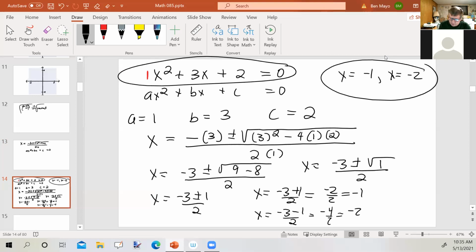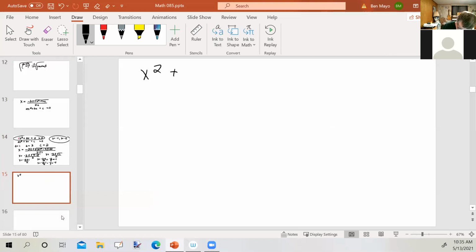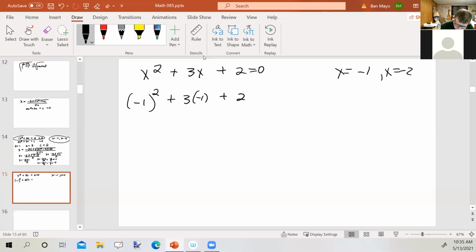Let's check our work. Let's plug those back into the equation. x squared plus 3x plus 2 equals 0, and our solutions were x equals -1 and x equals -2. So let's plug in -1. We get -1 quantity squared plus 3 times -1 plus 2 equals 0. -1 squared would be +1, plus 3 times -1 would be -3, plus 2 equals 0. 3 minus 3, 0 equals 0.